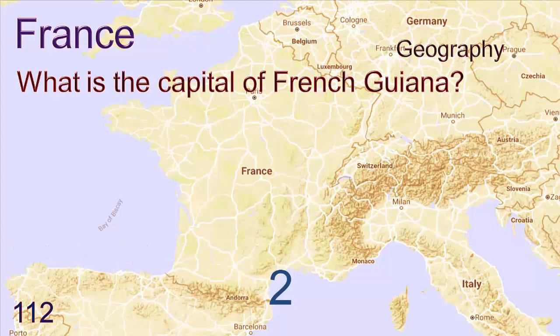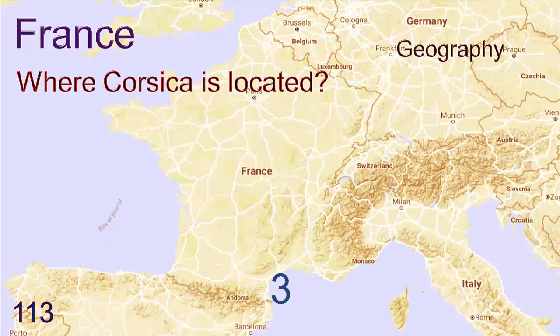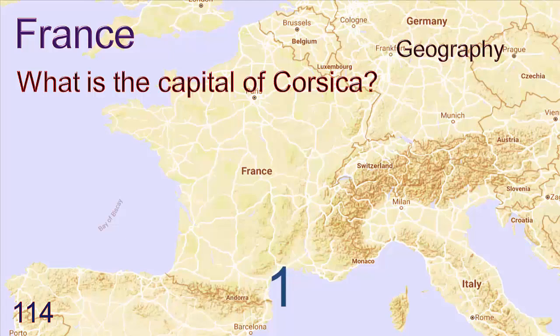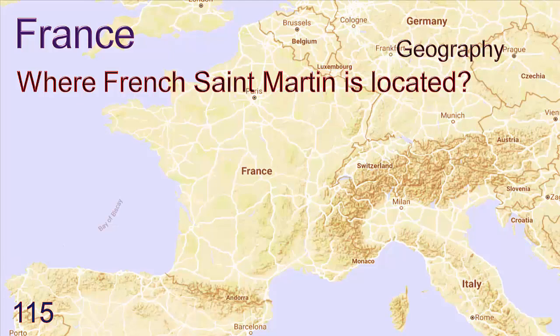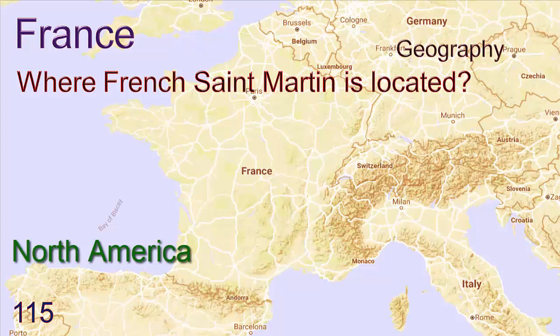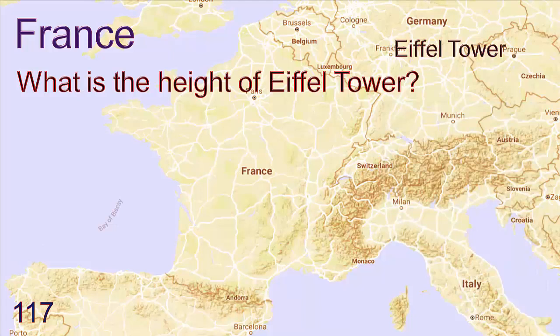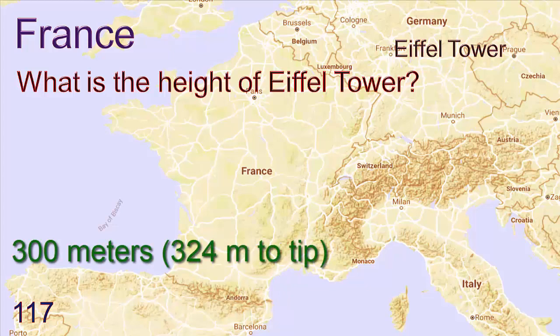Where Corsica is located? In the Western Mediterranean. What is the capital of Corsica? Ajaccio. Where French Saint Martin is located? North America. Where Eiffel Tower is located? Paris, France. What is the height of the Eiffel Tower? 300 meters.